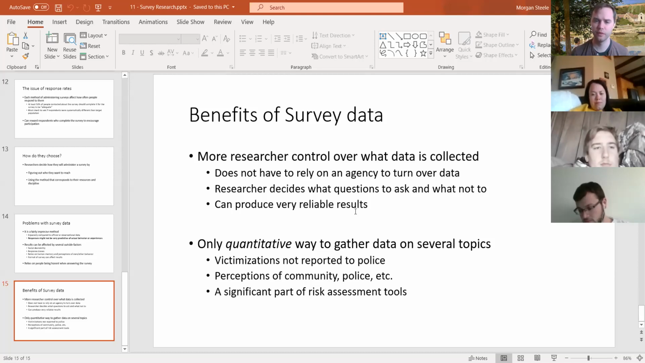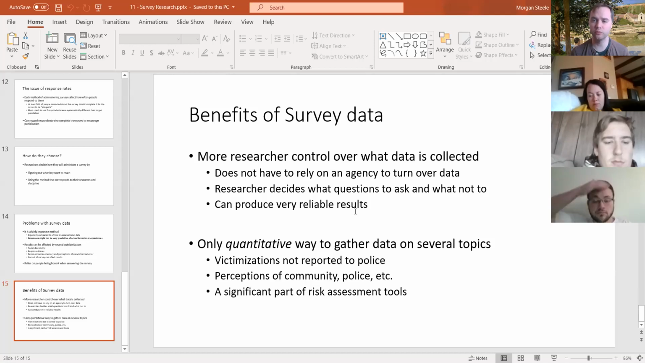All right? And in many respects, this is the only quantitative way to gather data on topics. Like, we can't really rely on official data about victimizations that aren't reported to the police. Like, we just can't. This is not something that we can go out and observe unless we installed surveillance cameras at the four corners of every single building and had a single person monitor every single camera. Like, there's no way we will be able to answer anything about this topic.